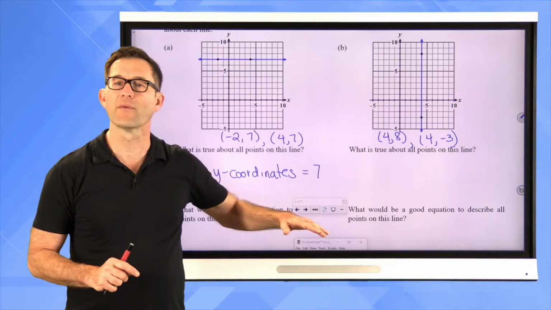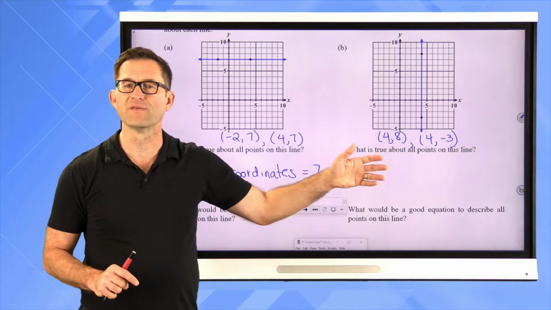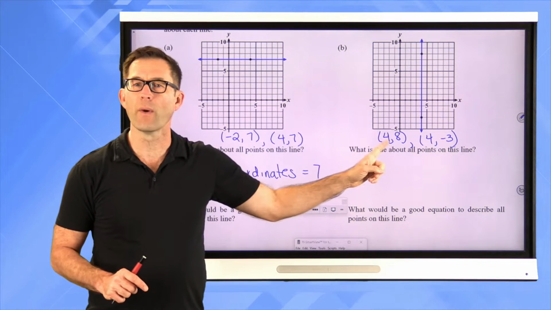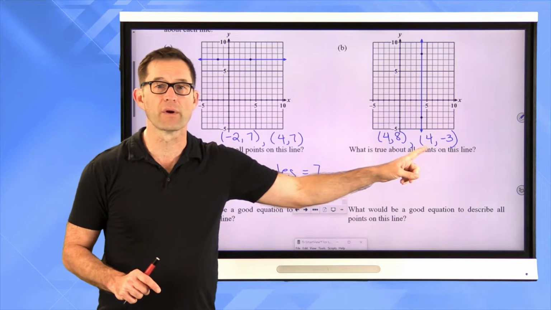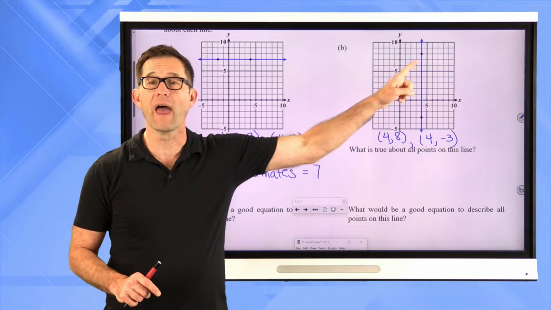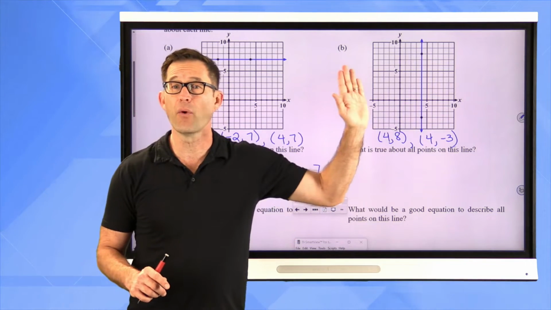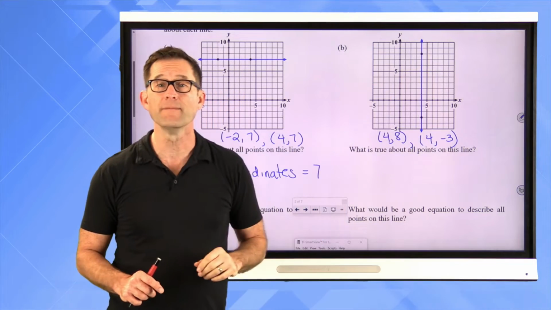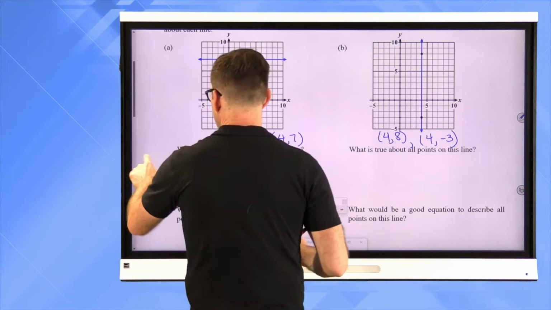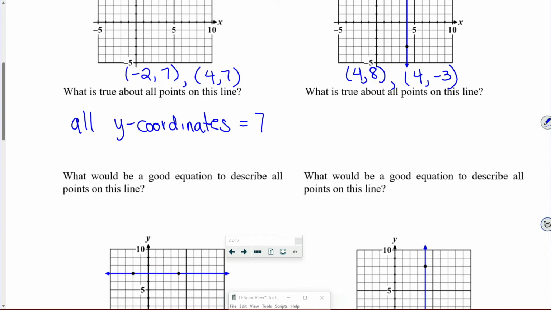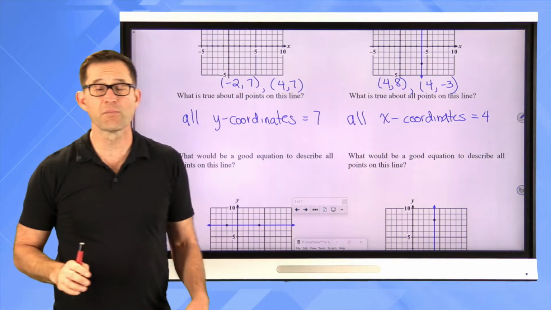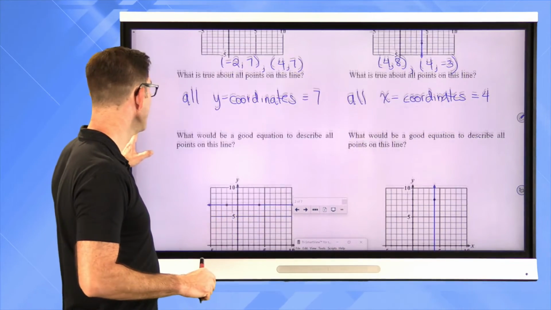Let's just move right down the line. What's true about all the points on this vertical line? Well, we can notice right away that the x-coordinate of this point is 4 and the x-coordinate of that point is 4. In fact, if we took any single point along this line, we would find that its x-coordinate was 4, and that's because every point on this line is 4 units to the right of the y-axis. So in this case, what is true about all points on this line is all x-coordinates equal 4.